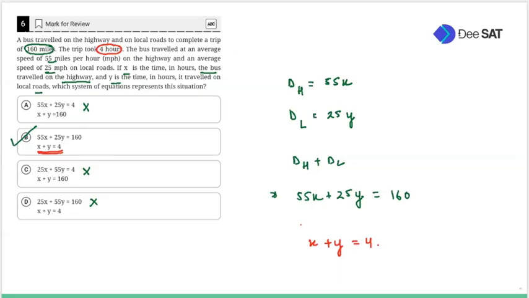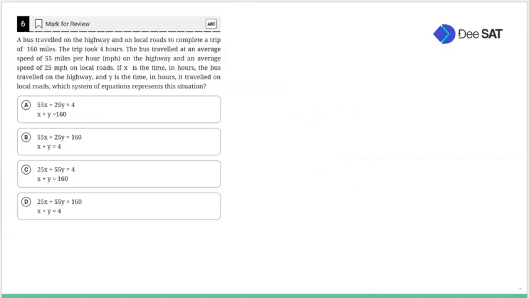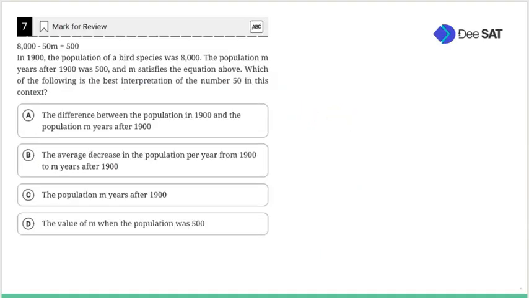Let's move ahead towards the next question to understand more about it. A question is given as follows. This is again a very common interpretation question asked in the examination. It is given 8,000 minus 50m equals 500. That is the equation given to us. It's a simple linear equation.